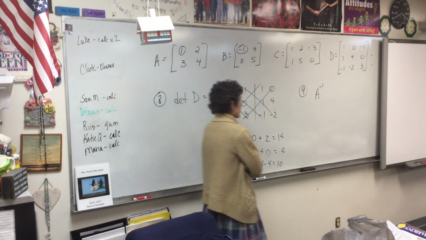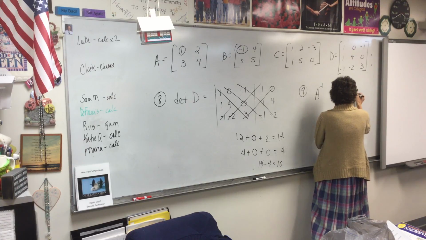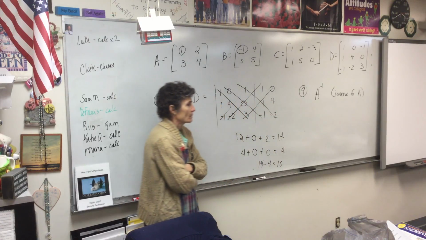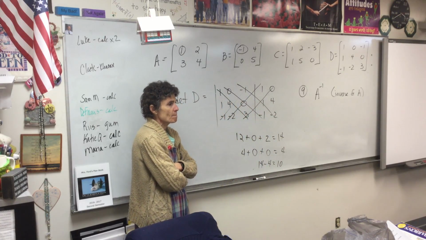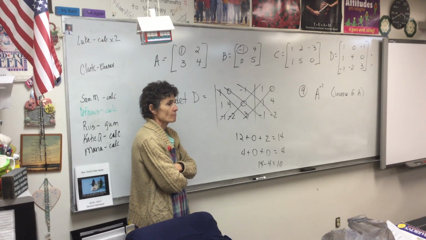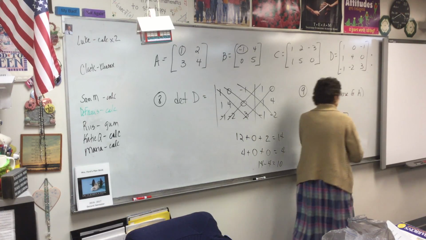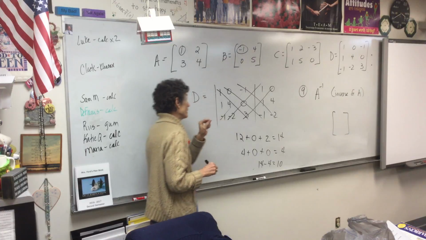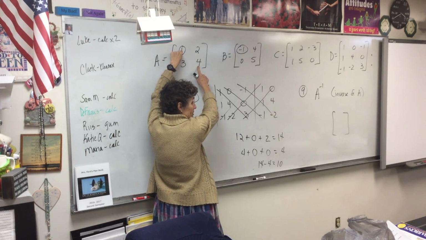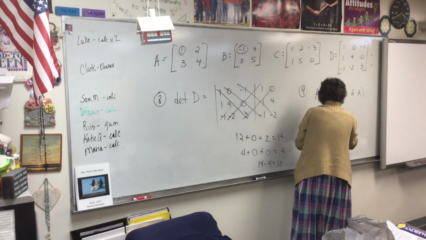The inverse of A. This means find the inverse of matrix A. Does anyone remember how to do that? Jonathan? You just flip the 1 and the 4. Okay, so I need to build a new matrix. And to build the new matrix, being A, I take these two numbers and flip them, remember? So the 4 goes here and the 1 goes here. Perfect.